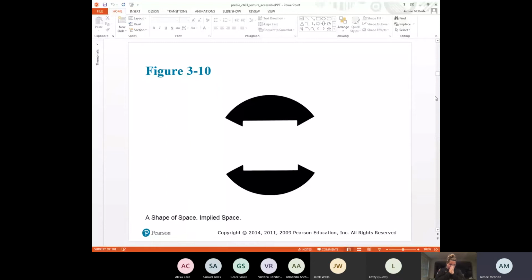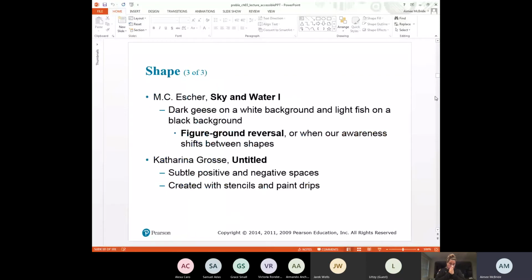Some other examples of shapes are M.C. Escher's Sky and Water, which is a fun one. It's the figure-ground reversal. That's where there is a shift in between shapes. So it's one of those images where you can see two different things at one time, if you've ever played with those. And then we will look at Gross's Untitled after that.